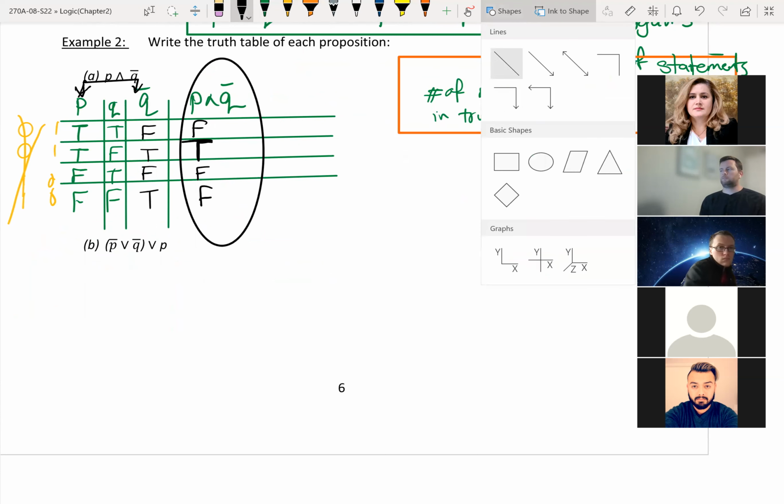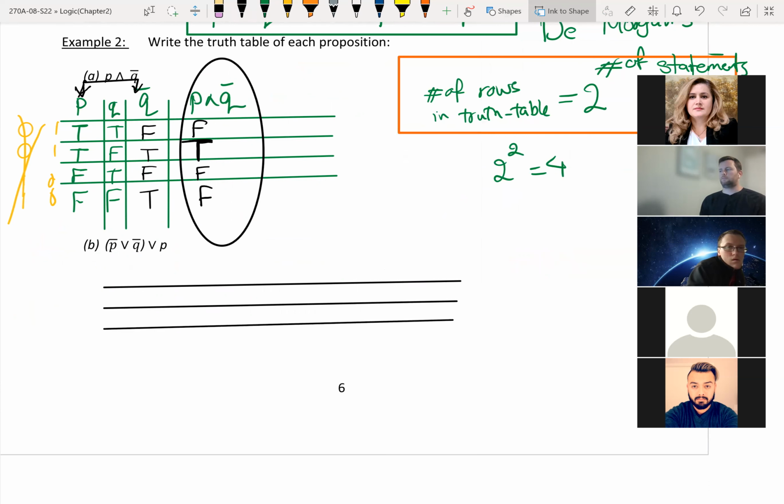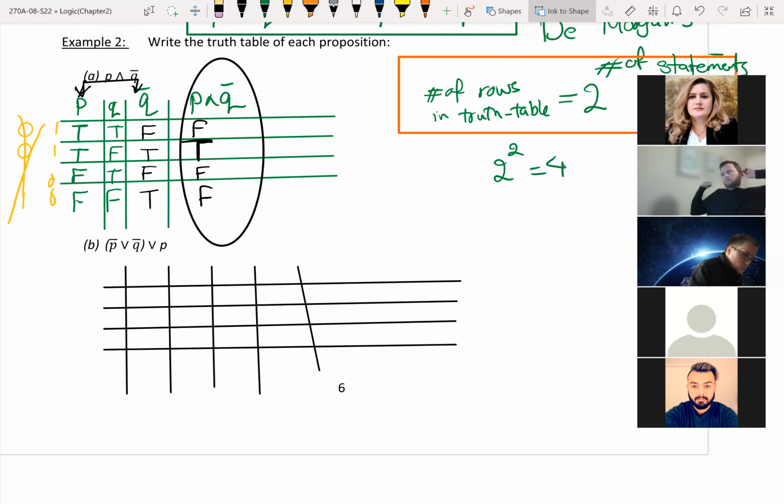So table, this 1, 2, 3, and 4 lines, because still I have 2 statements of P and Q. So 1 column for P, 1 column for Q, 1 column for negation of P, 1 column for negation of Q, 1 column for inside the parentheses, 1 column for outside the parentheses.